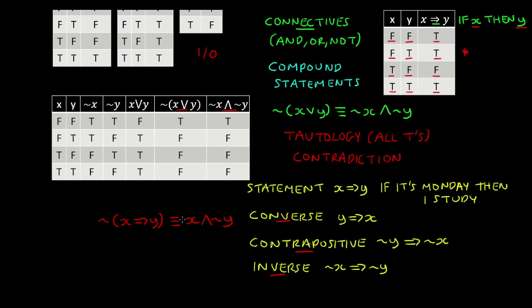So try to actually verify this using a truth table. And therefore x implies y is equivalent to not (x and not y), which is equivalent to not x or y. So here we applied De Morgan's law. And also note that not not x is equivalent to x.